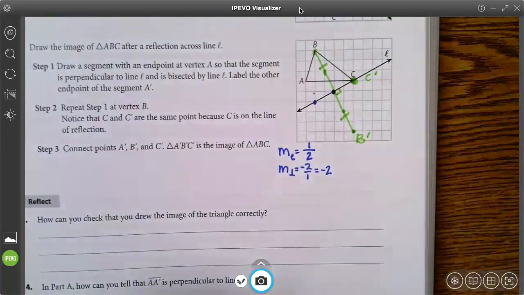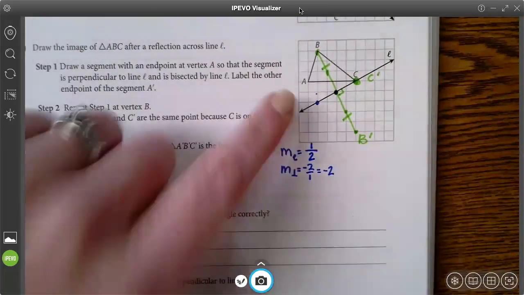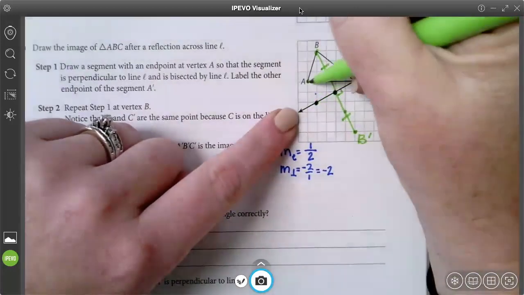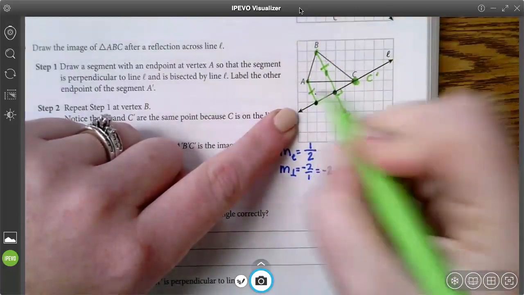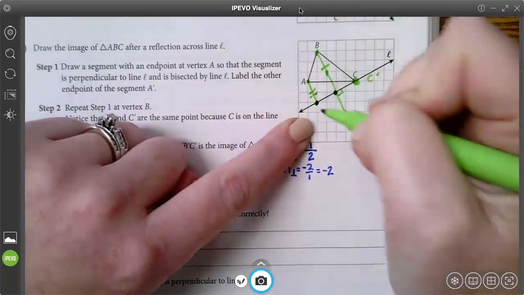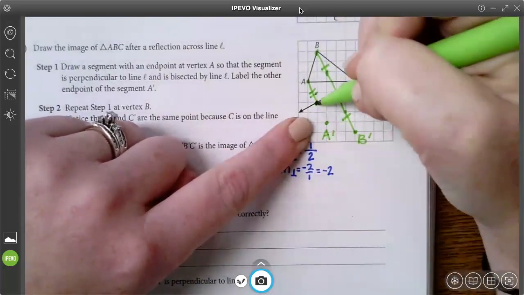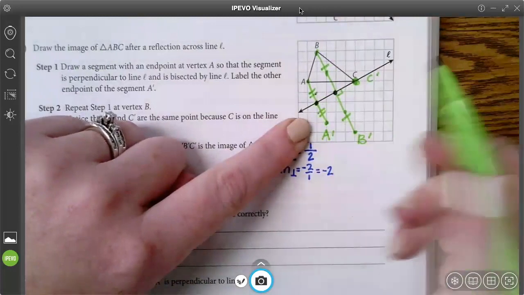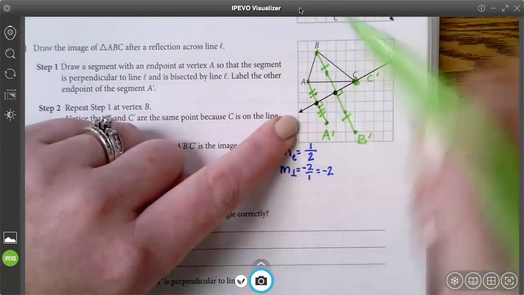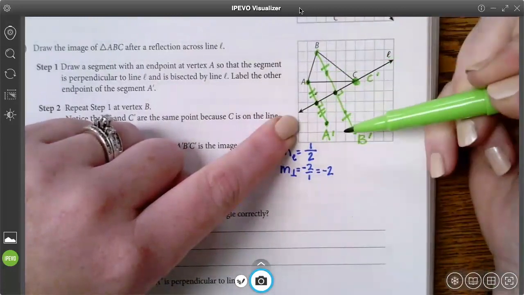Then we're going to do the same thing for A and A prime. So for A, I'm going to start here, go down 2 and over 1. So I only need to do that one time on this side of the line. So I need to do it one more time on the other side. Down 2 over 1. That's where A prime goes. And so we have made L the perpendicular bisector of this line connecting the point and its image.